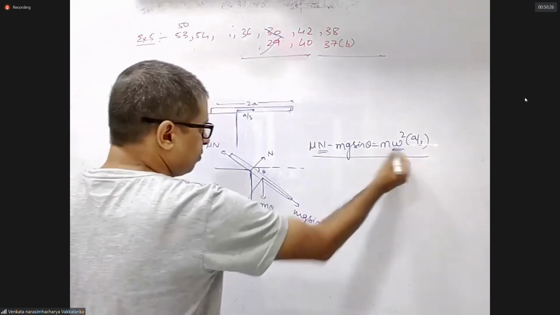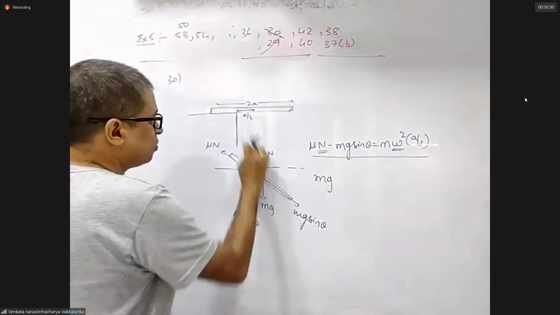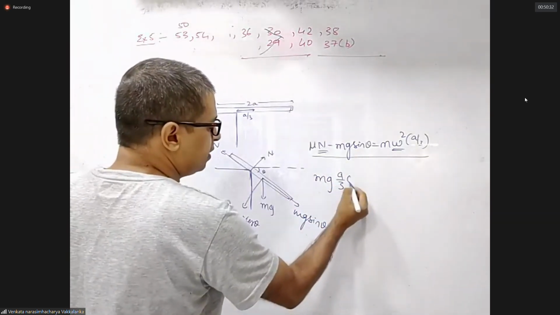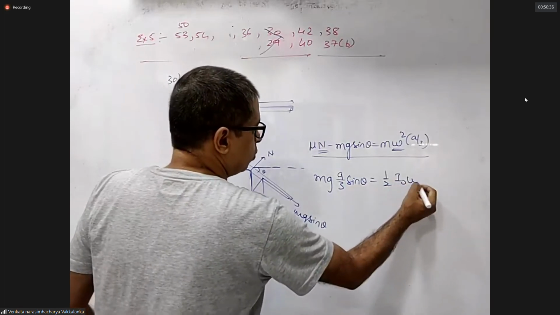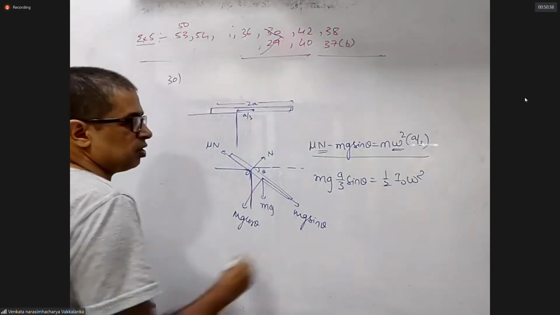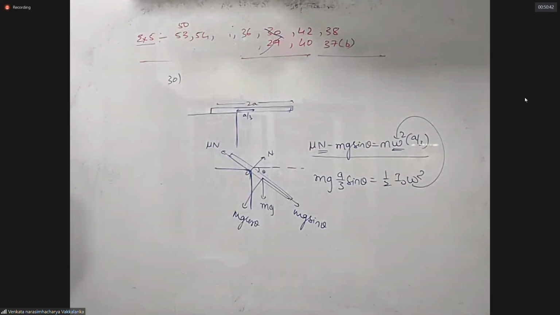Omega, how do I substitute? Loss in potential energy, mg times this height, a by 3 sine theta, will be equal to half I about O into omega square. I am taking this as O. Substitute this omega here, and half of the problem is done.